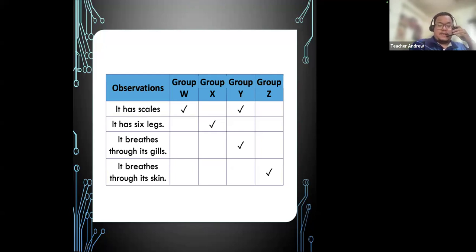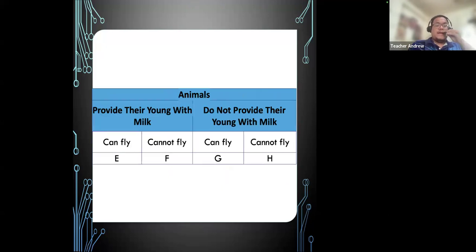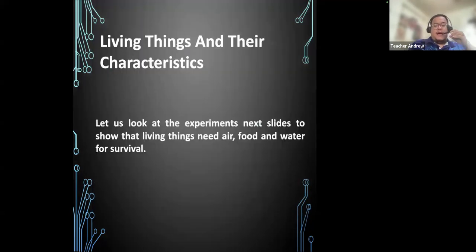All right. So next up, we also group them into can fly, cannot fly, and so on. For example, animals that feed their young with milk: can fly, cannot fly is one. If they do not provide milk: can fly, cannot fly is one. This is how you classify things in this topic on diversity. Now, let's look at some experiments on the next slide, which show that living things need air, food, and water to survive. For this topic in examinations, teachers always like to give you some experiments and make you confused.